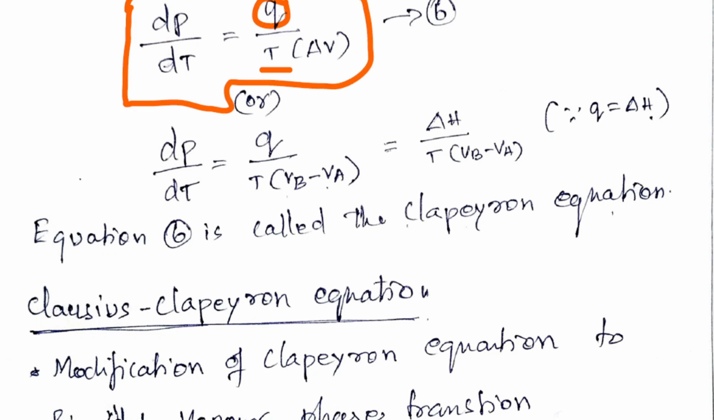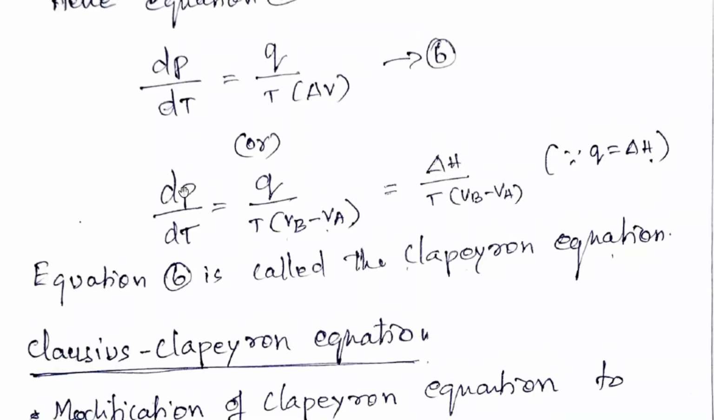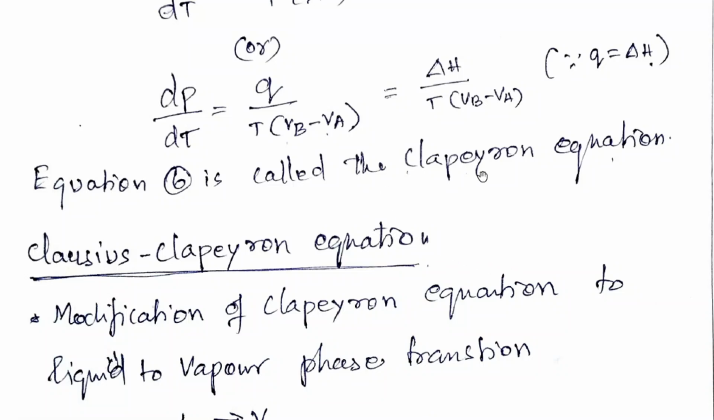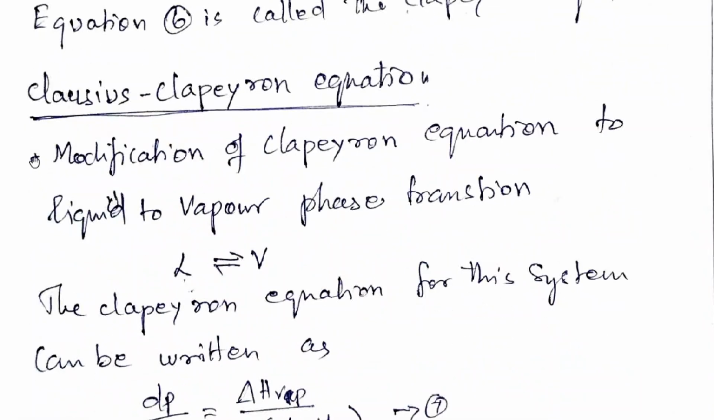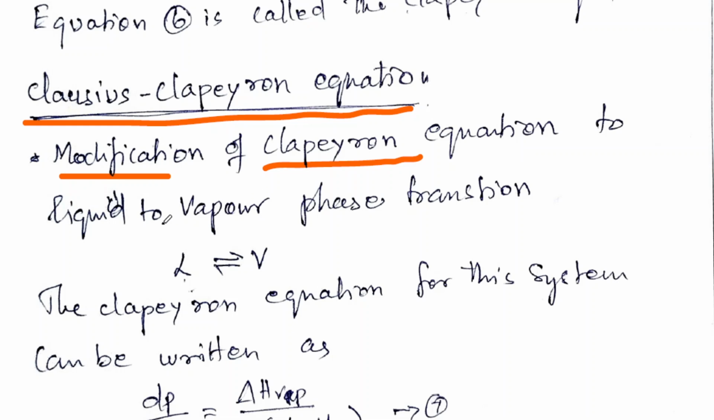This equation number 6, I have put, and all of these are the same, and this equation is called the Clapeyron equation. From this Clapeyron equation, now we shall derive the Clausius Clapeyron equation. As I have already told, the Clausius Clapeyron equation is the modification of the Clapeyron equation for the phase transition from liquid to vapor.